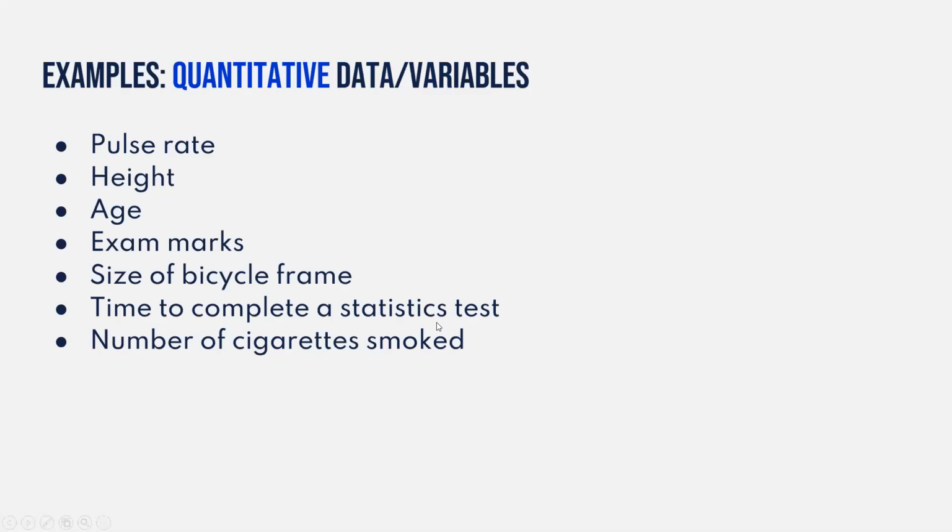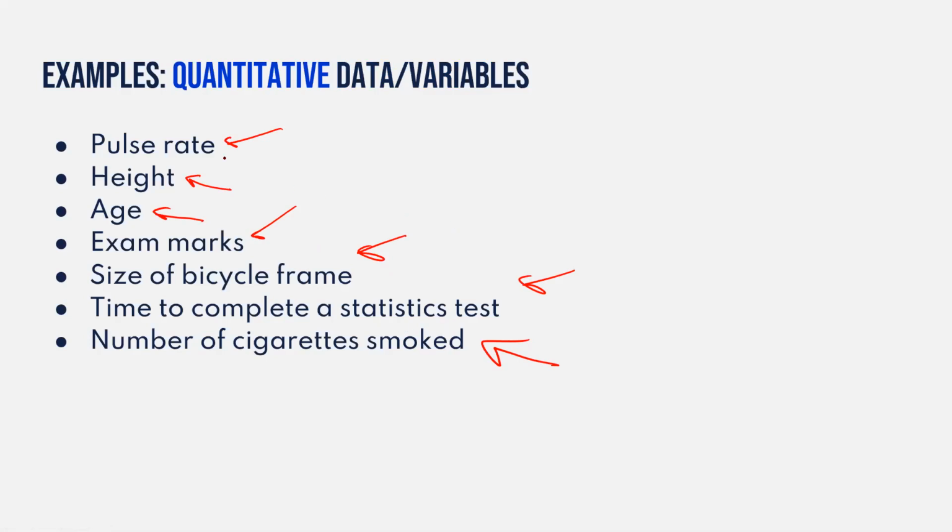Here are some examples of quantitative: things like your pulse rate, your height, your age, exam marks. These are all numerical measures, numerical values. Size of a bicycle frame, time to complete a statistics test, number of cigarettes smoked in a day, all numerical values.